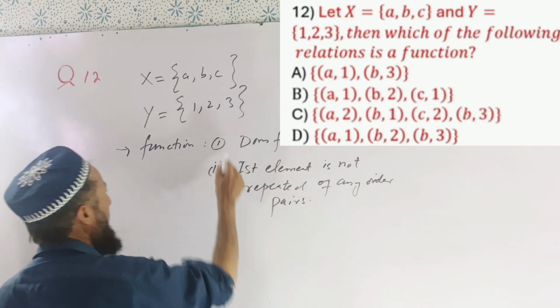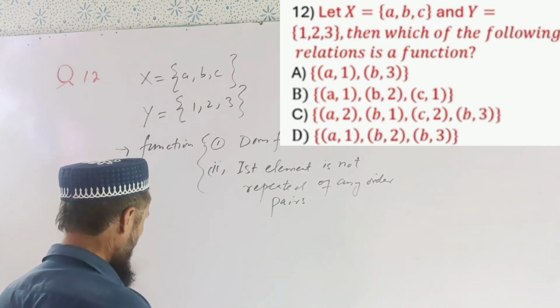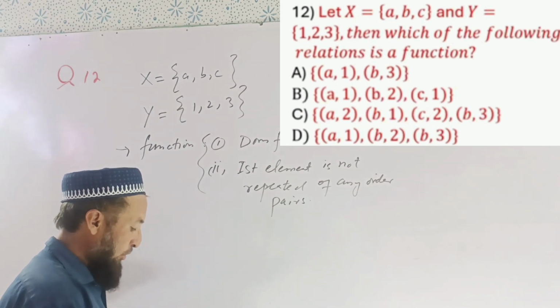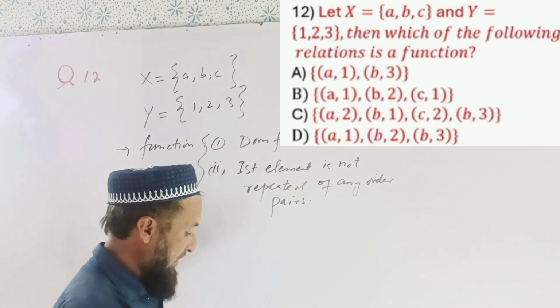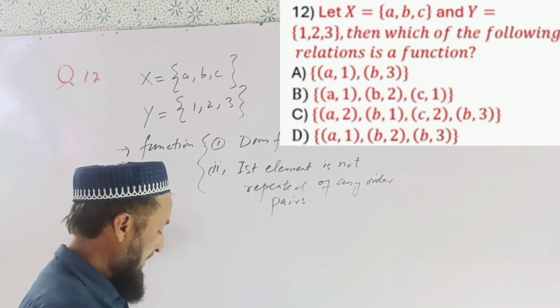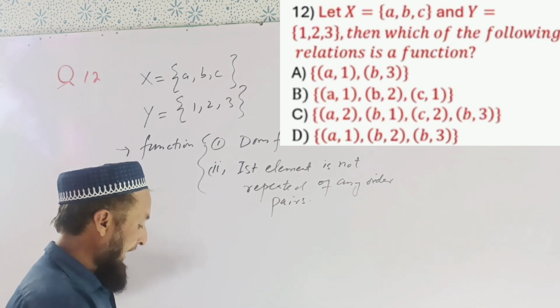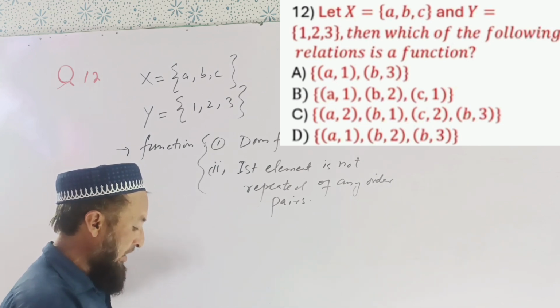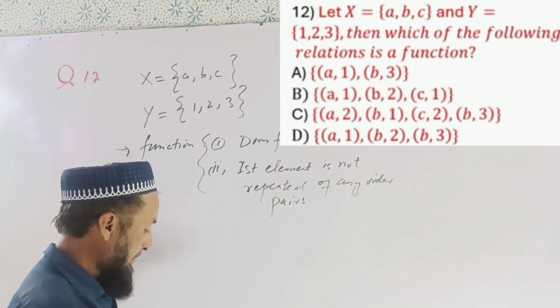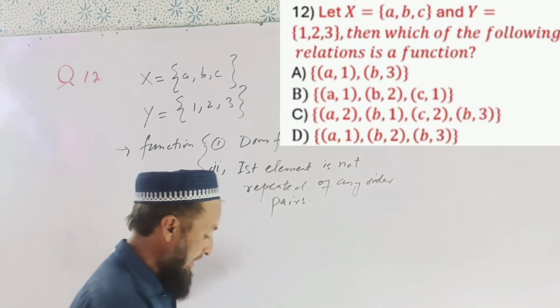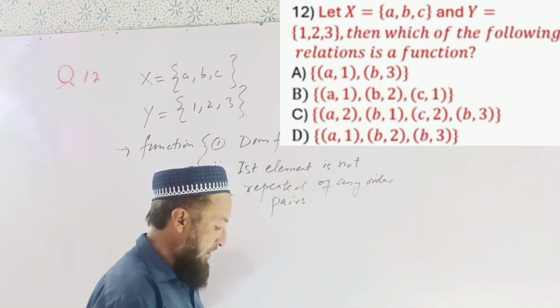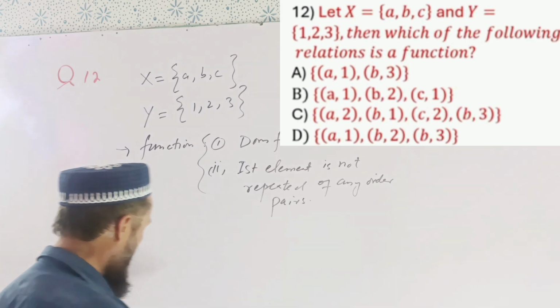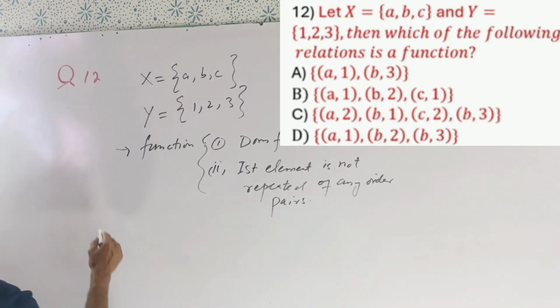So this is the definition. If we apply these two properties to the options, we can directly say which option is correct. Look here at the first elements: A, B, C, C. C is not the correct option because here A, B, C and B is repeated. So C is not the correct answer. A, B, B, D is not the correct option. A, B, C, B is the correct option because here the domain is not repeated. B is the correct option here.